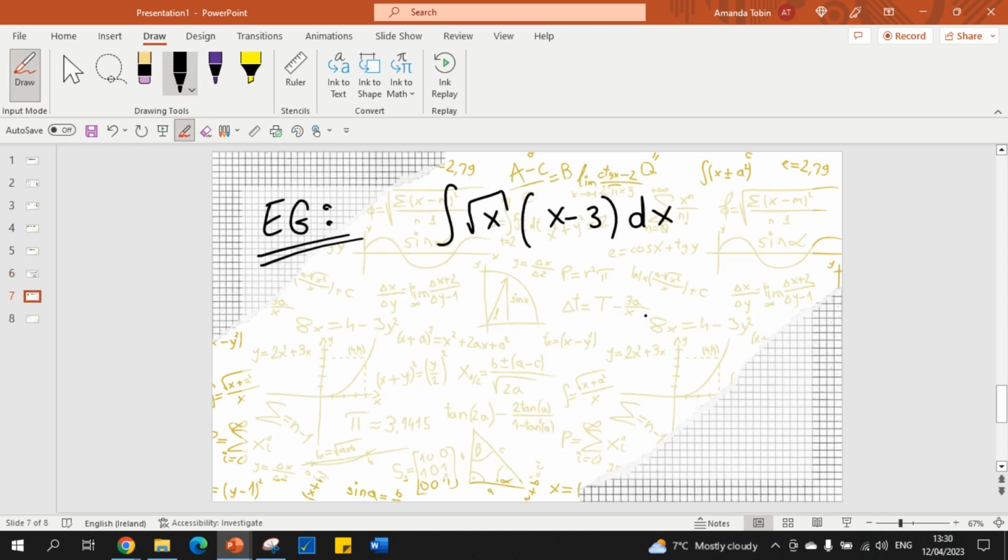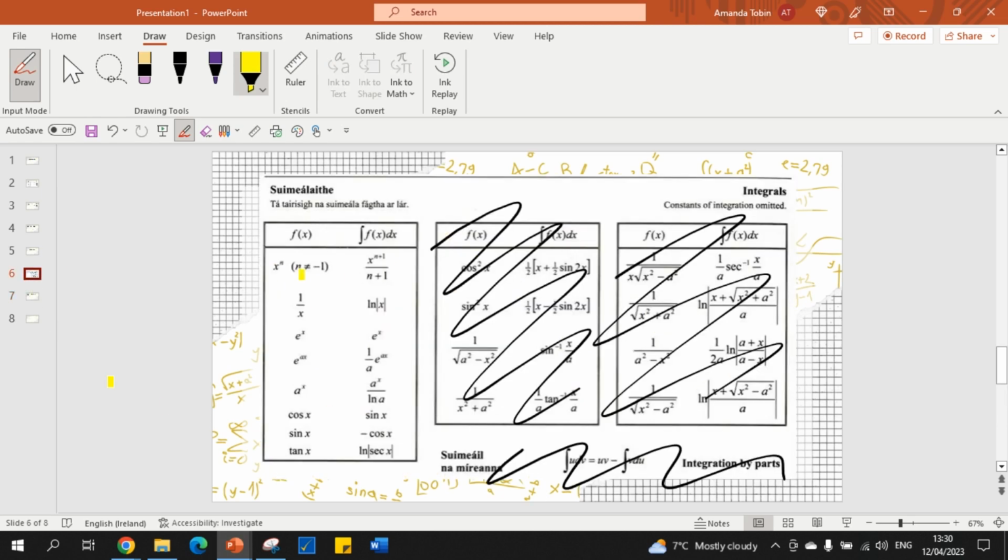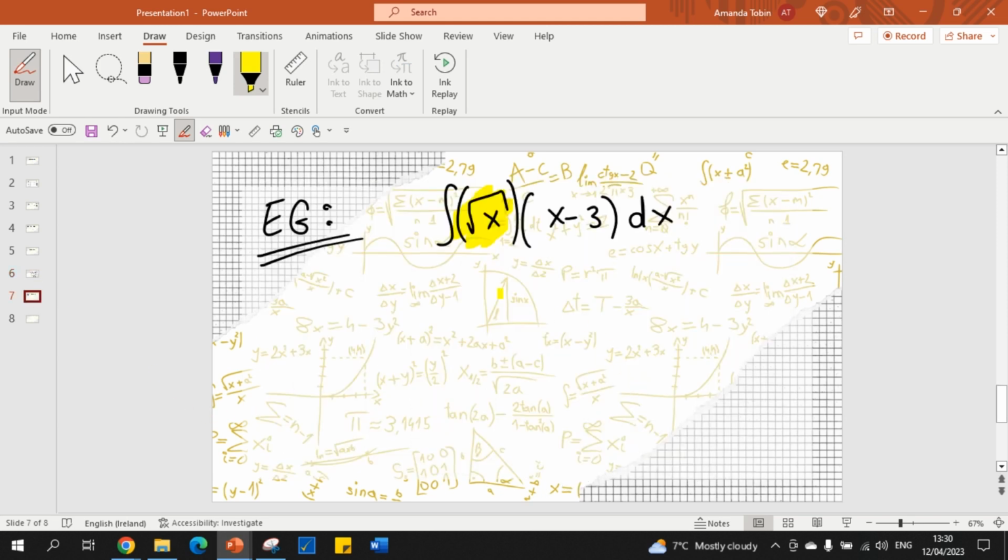So here is one here that we're asked to integrate. So we have two things here being multiplied together. And if you have a look for this in your log tables, you simply will not find it here. So it's not there. So what are you going to do? You're going to rewrite it as something else. Now, you know that when you're integrating, you're always interested in the x's and the powers. So we know that x to the power of a half is exactly the same way as representing the square root of x.